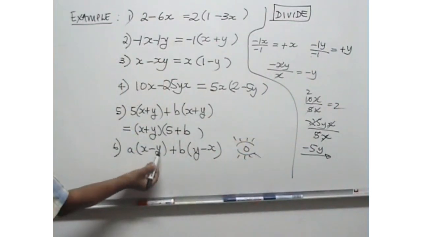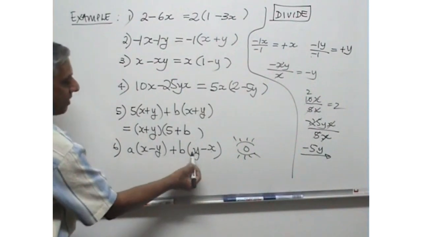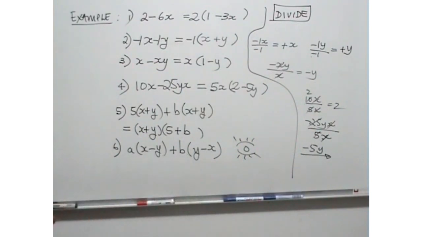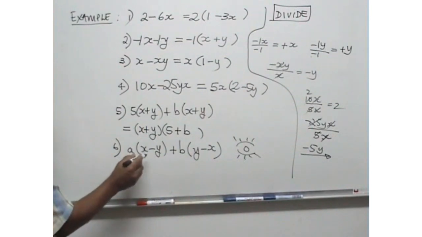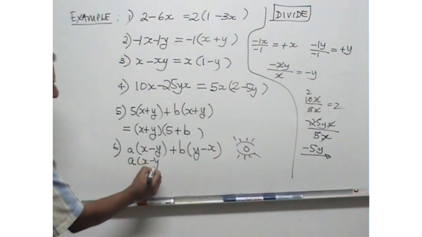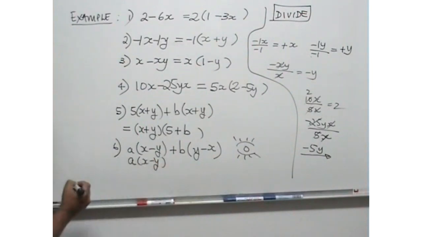Watch carefully. You got x minus y, you got y minus x. So the brackets are not the same. So you have to do an extra step here. Leave the first one just like that: a into x minus y. Leave it just like that.